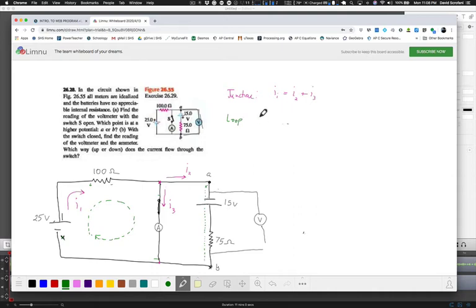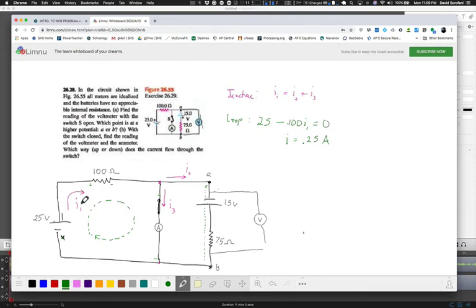So my loop will look like this. I'll start off with 25 volts, positive, and then I'll see a voltage drop of 100 I1. I've gotten through that resistor. I now turn here, I go through here. Again, no other resistor to worry about. So no voltage drop here and no voltage drop again until I get back to the battery. So actually, I'm done. And that's equal to that right there. And I immediately can tell you that I1 is 0.25, or a quarter of an amp. 25 divided by 100. Great.